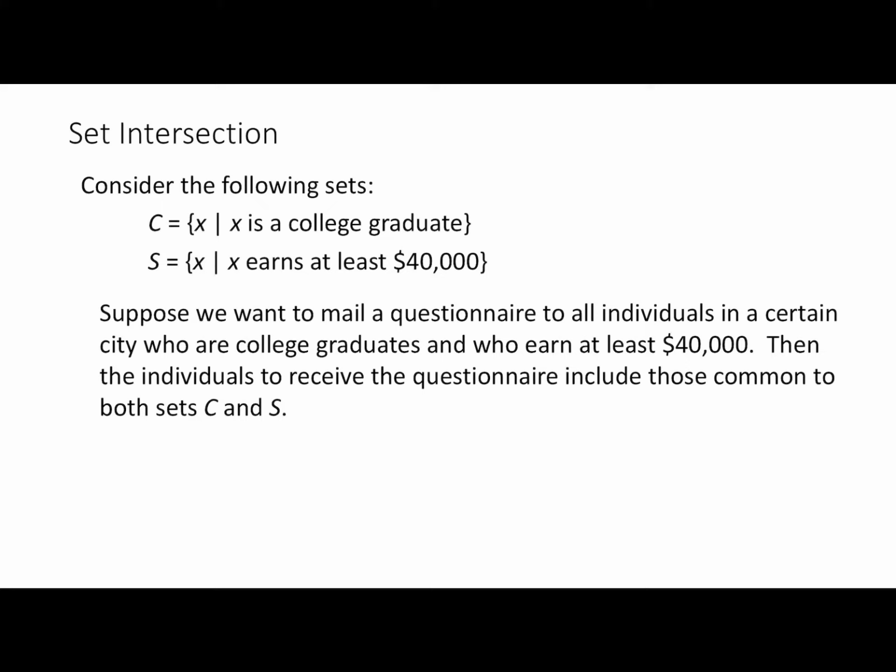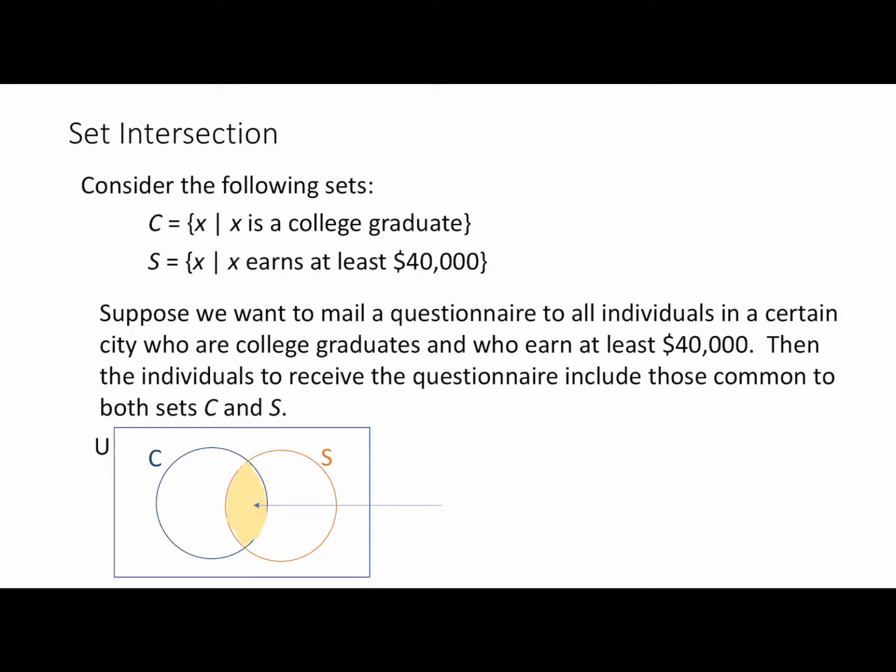So let's look at the set C is the set of all x such that x is a college graduate, and S is the set of all x such that x earns at least $40,000. Suppose I want to mail a questionnaire to the individuals in a certain city who are college graduates and who earn at least $40,000. The individuals to receive the questionnaire have to belong to both C and S. And so this is called the intersection of C and S. So here's my universe. Here's my set C and my set S. And the overlap here is my intersection.